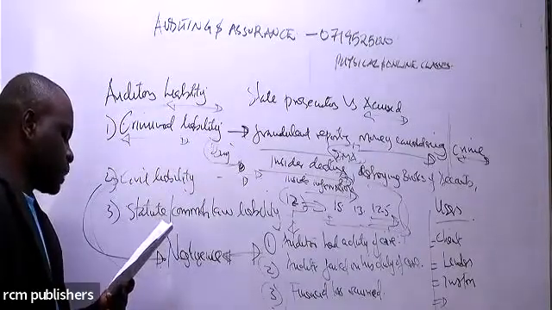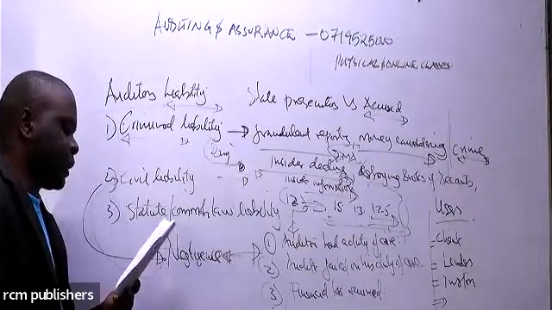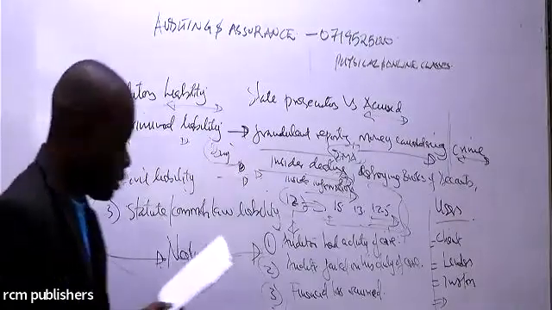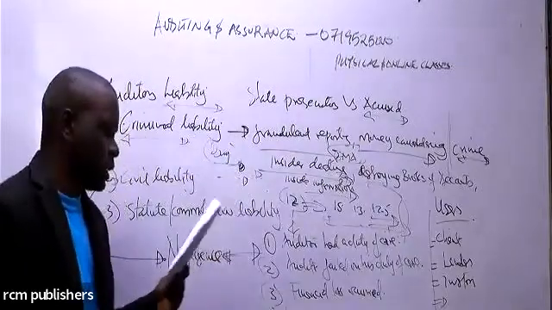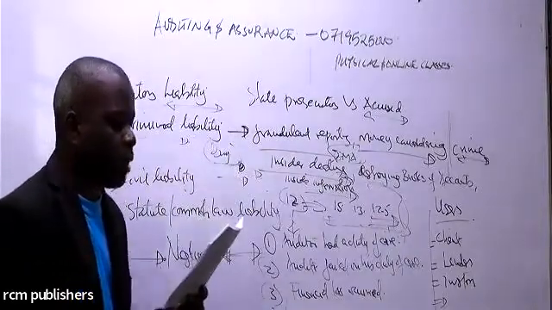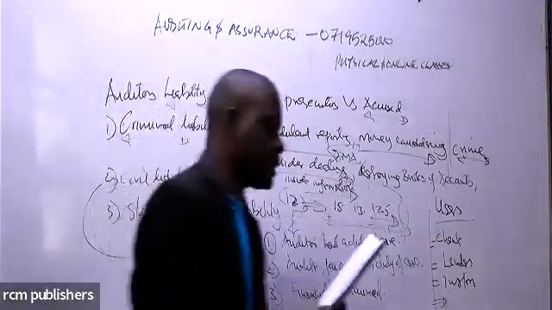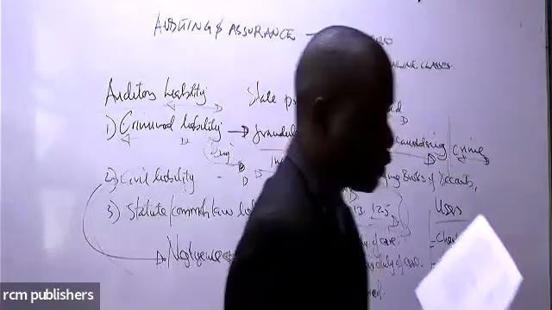So, but for him to succeed against the auditor, he must prove the following. Just the same things we went through. The auditor owed him a duty of care. So, the third party should prove that the auditor was aware of the transaction to be executed and that he was going to rely on the audited financial statements.